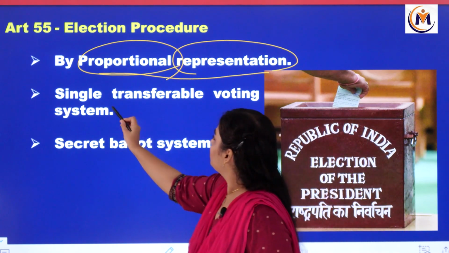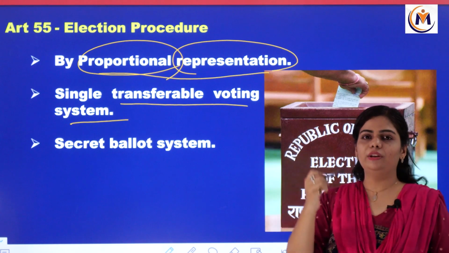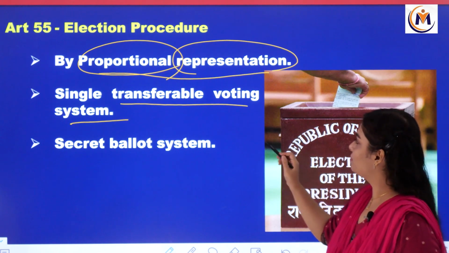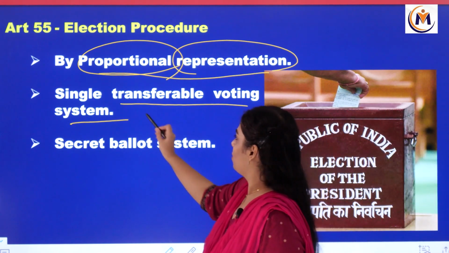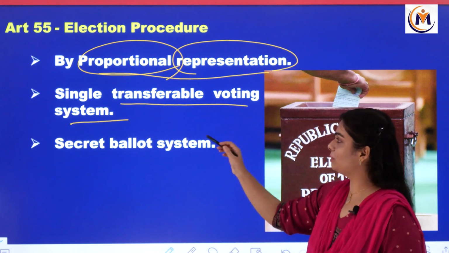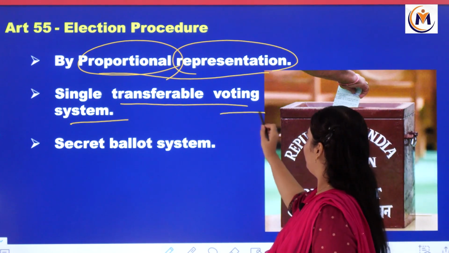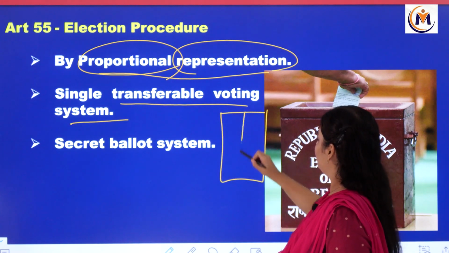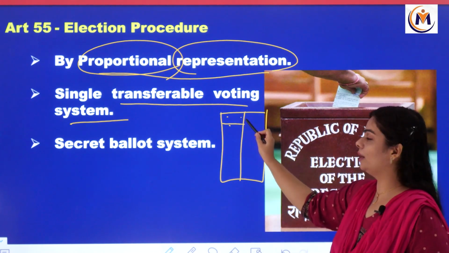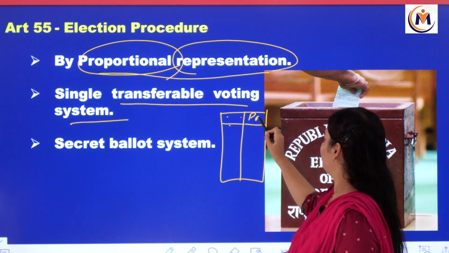Next comes the single transferable voting system. We cast the votes and they get calculated, but in this presidential election we are using the method of single transferable voting. Why so, and what is this single transferable voting system? In this system we are given a paper. Here is the name of the candidate who is fighting to be the next President of India, and here we are listed with preferences.